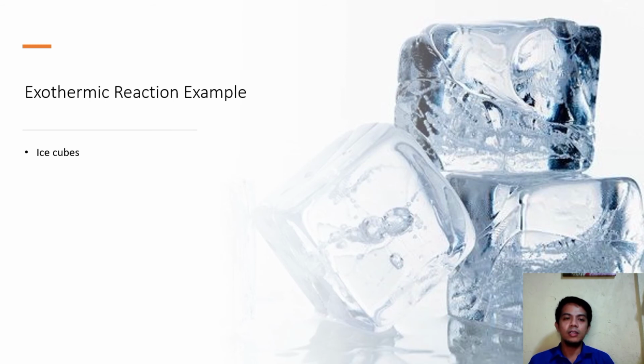The other one is the formation of ice cubes. When water freezes into ice cubes, energy is released in the form of heat. When water molecules begin to freeze, their particles come close and form new bonds. As in exothermic reactions, the energy released is more when new bonds are formed than the energy required when bonds break. So ice cube formation is an exothermic process.